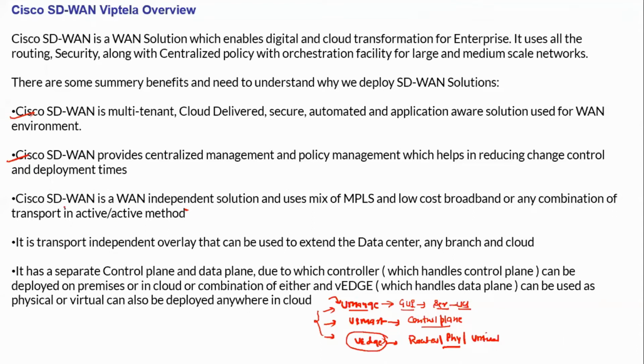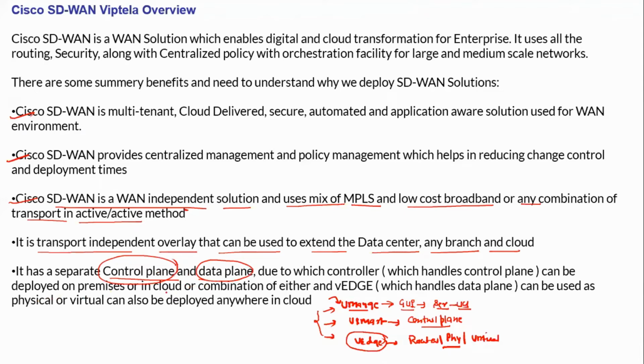Also, SD-WAN is a WAN independent solution and uses a mix of MPLS, low cost broadband, or any combination of transport in an active method. It is a transport independent overlay that can be used to extend the data center to any branch or a cloud. I mean, if you are hosting some application in Azure, or any applications in AWS, you can put the vEdge there, and then you can extend your data center to any branch or any cloud. It has a separate control plane and data plane. Yes, the control plane is managed by vSmart, and the data plane is done by vEdge, right?